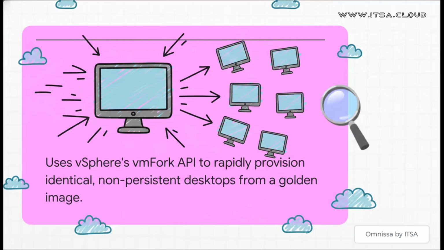So what exactly is an instant clone? Well, at its heart, it's this awesome tech that uses a core vSphere feature called VM Fork. And what it does is rapidly spit out identical desktops. Now, these desktops are non-persistent, which is just a fancy way of saying they're disposable. Every time a user logs out, poof, it resets back to a perfect, clean master state. It all comes from one golden image, and the keywords here are definitely rapidly and identical.